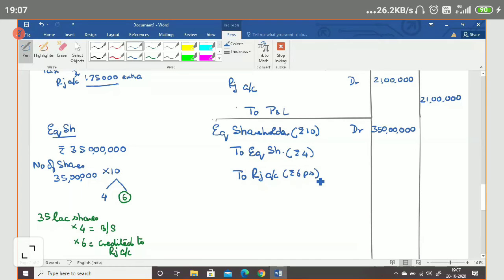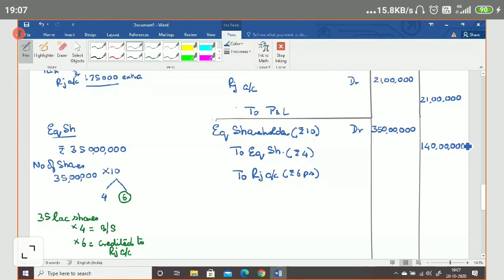So 35 lakhs into 4, and then 35 lakhs into 6. Okay, 35 lakhs is your control figure. It is the number of equity shares. So without any confusion, I'll just multiply it here. So 35 lakhs into 4 is 140 lakhs. So the new share capital will be 140 lakhs.